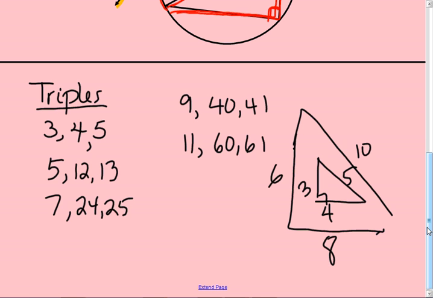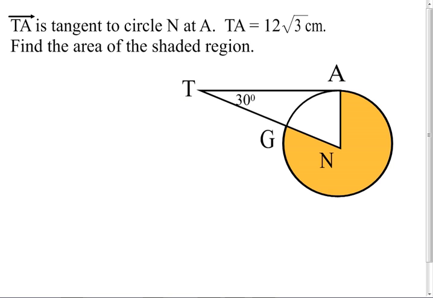Those, and there's evens. There's an 8, 15, and 17. That one's harder to generate. I take half of 8, which is 4, squared, 16, and take the numbers either side of 16. They're just harder. So we might look for some of those as well. Otherwise, if you don't have a special triangle, or you don't have 30, 60, 90s, or 45, 45, 90s, you have to use the Pythagorean theorem. There's no other way. Okay, so this is all problem solving today.